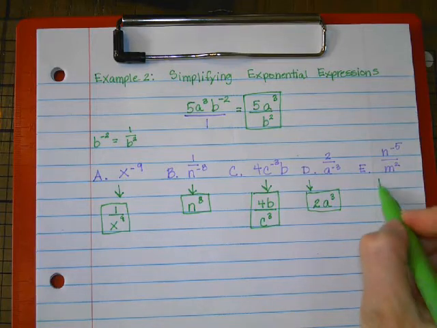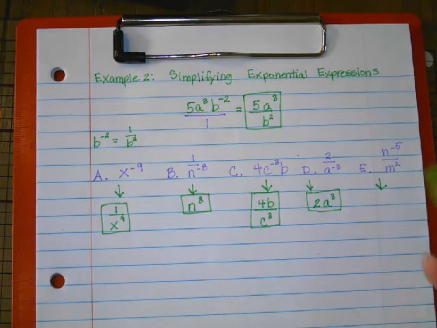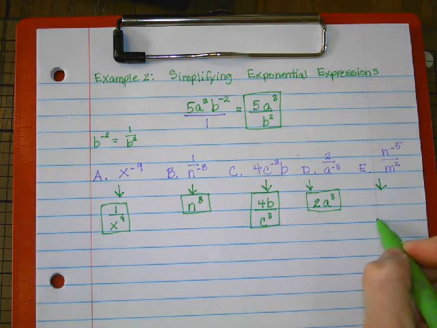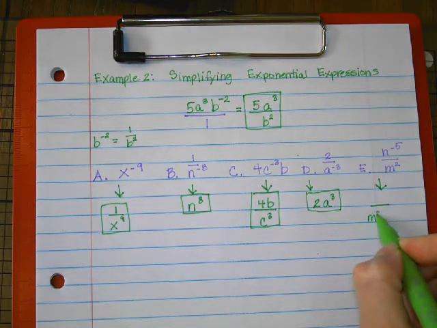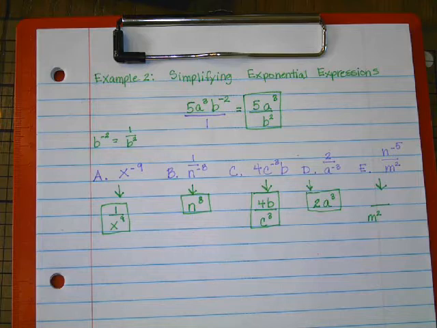In letter E, we notice here that our only positive exponent is located in the denominator. So we are going to leave it in the denominator. So m to the second. We're not going to mess with that m to the second. It's going to stay right there in that denominator.